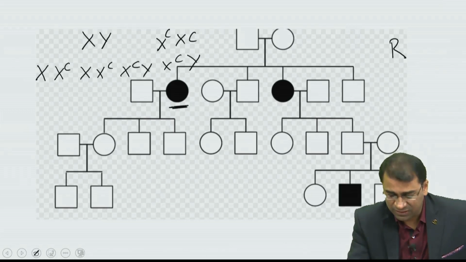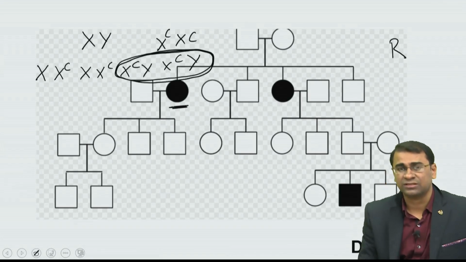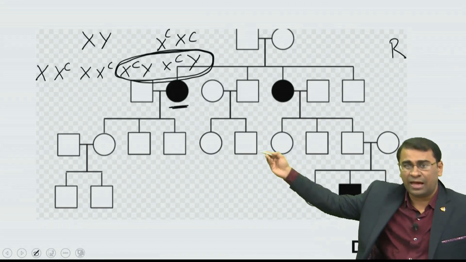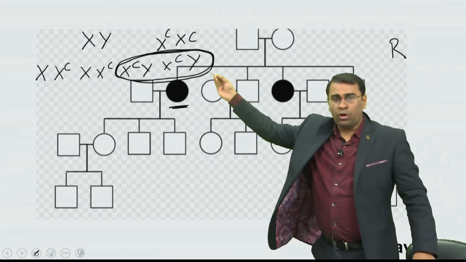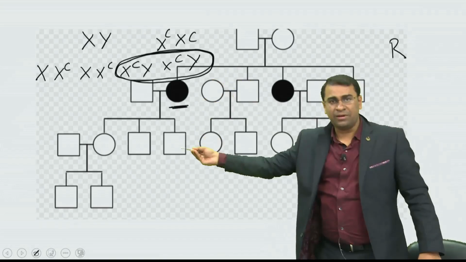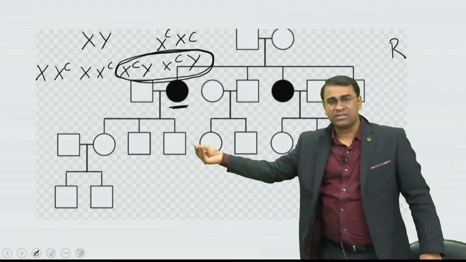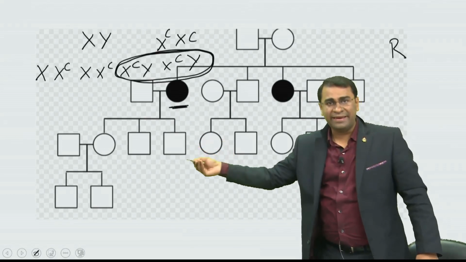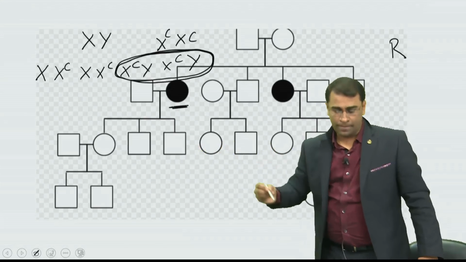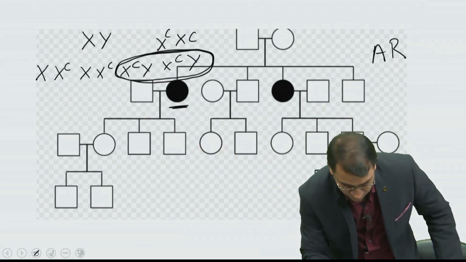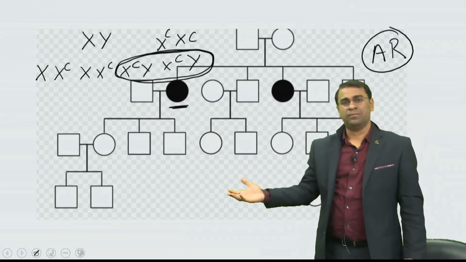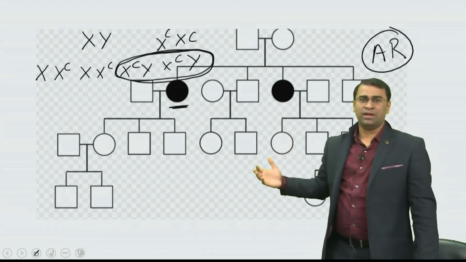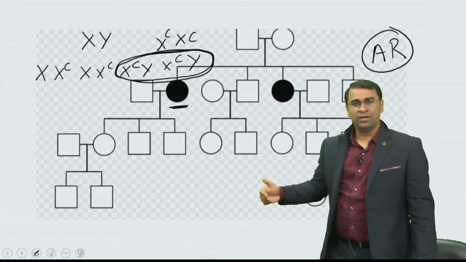Now, if this is true, all the males should be diseased, isn't it? Is it happening here? Look, all the males should be diseased. It's not happening. All the sons are normal here. So can it be X-linked? No. The answer is autosomal recessive. Simple. Got the point? Let's move further.